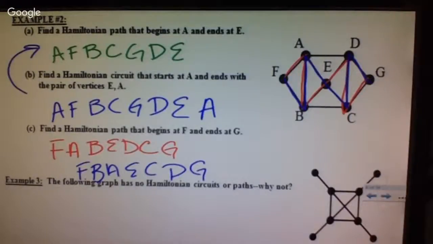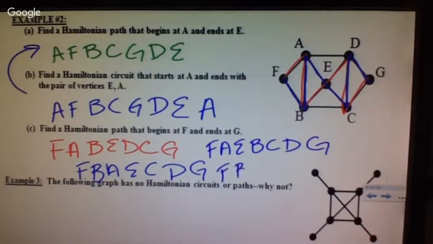I also had F, A, E, B, C, D, and G. I also had F, B, C, E, A, D, G. Okay, so there are several ways to do that one. As long as you can give me one of those, you're good. You don't need to list them all. I just need one.